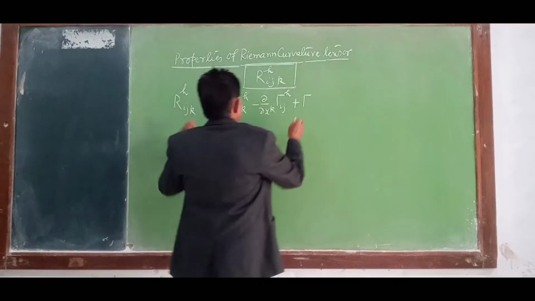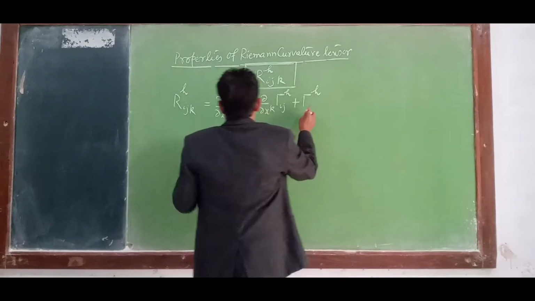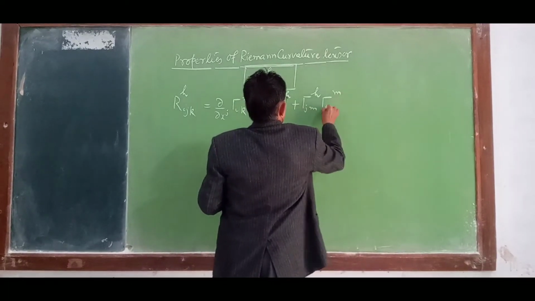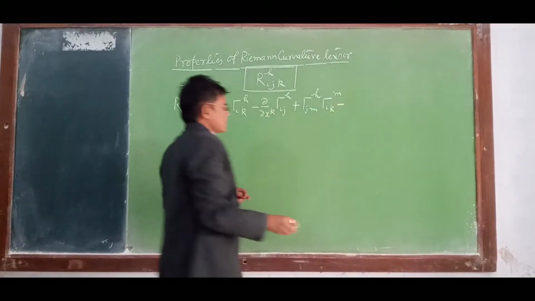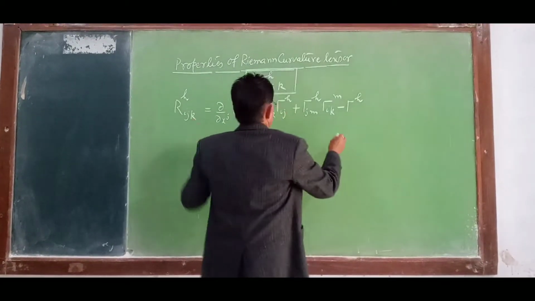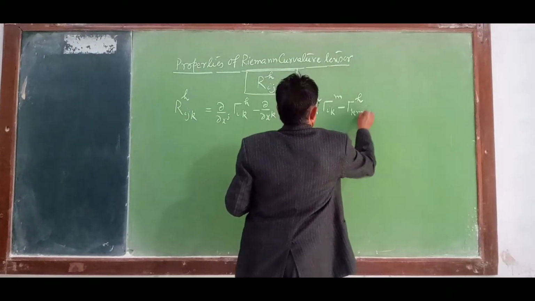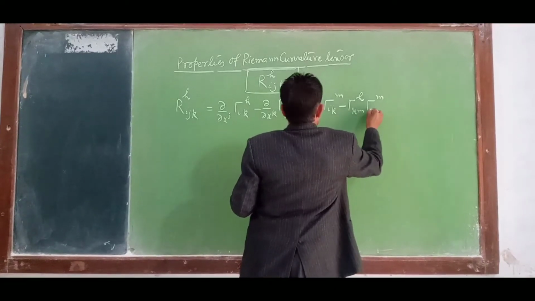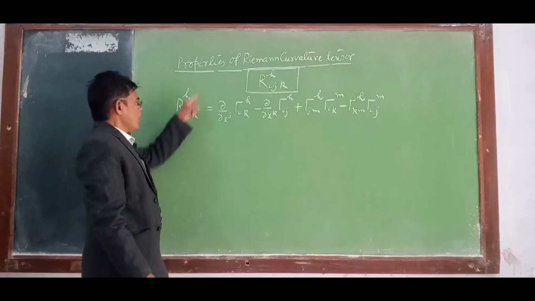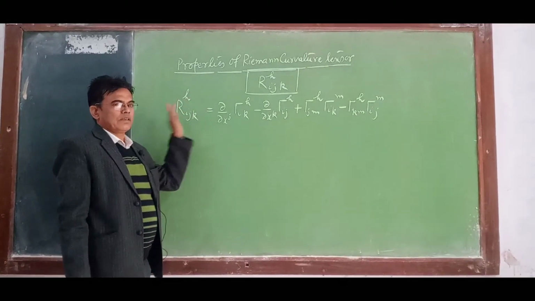Γ^h_{jm} Γ^m_{ik} minus Γ^h_{km} Γ^m_{ij}. So this is the definition, meaning the value of R^h_{ijk}.